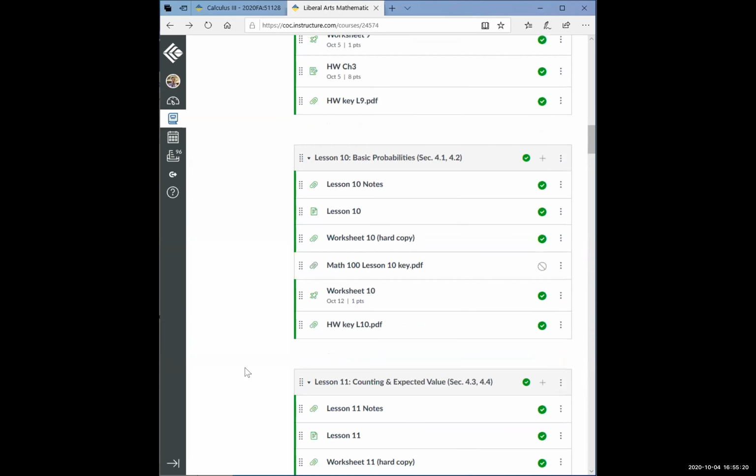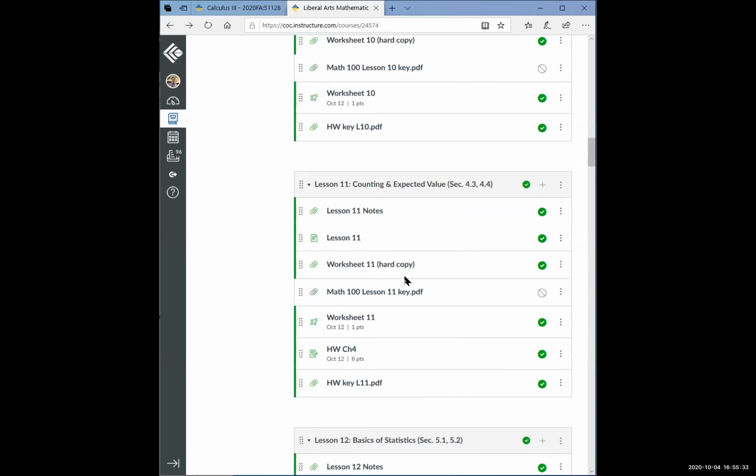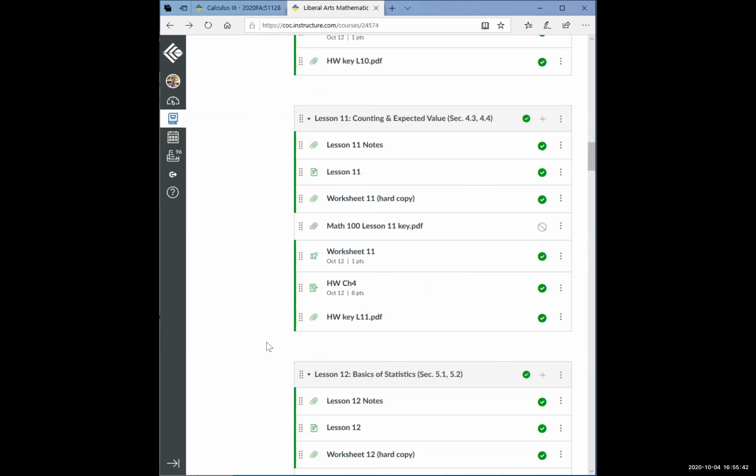And this coming week, you are to do the next 2 lessons, lesson 10 and lesson 11. Both are about probabilities. The first one is on sections 4.1 and 4.2. The next one, lesson 11, is on 4.3 and 4.4. And because these 2 lessons cover the entire chapter 4, the following week, Monday, October 12th, you will have another homework set due, and that will be for chapter 4.